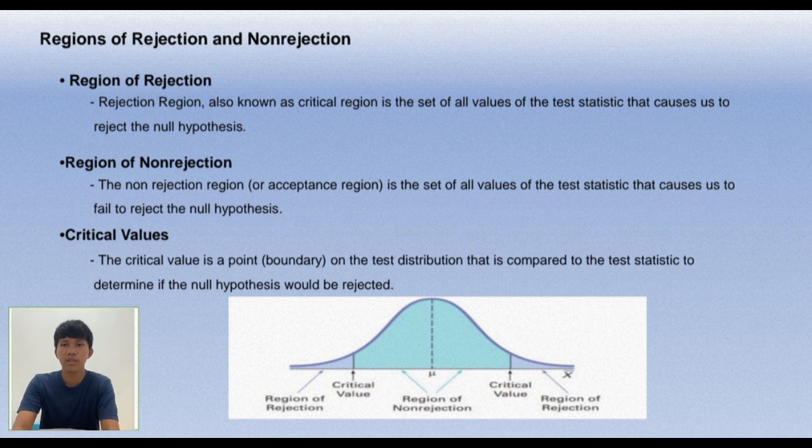And the last is critical values. The critical value is a point or boundary on the test distribution that is compared to the test statistic to determine if the null hypothesis would be rejected. Critical values are the boundary points that separate the region of rejection from the region of non-rejection. These values are based on the chosen level of significance, 0.05 or 5%, and the type of test, whether a one-tailed test or a two-tailed test.